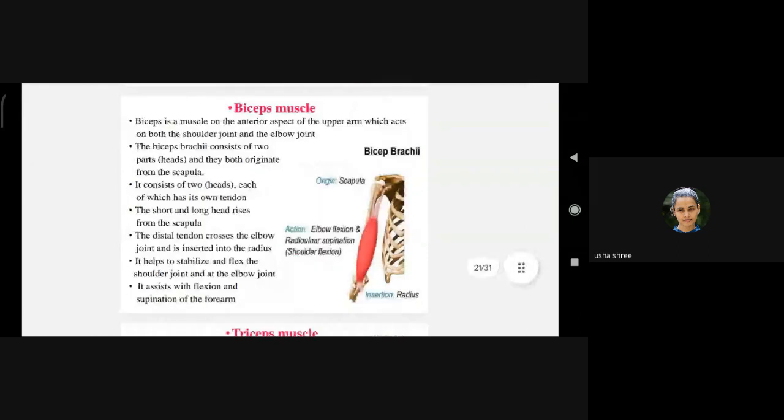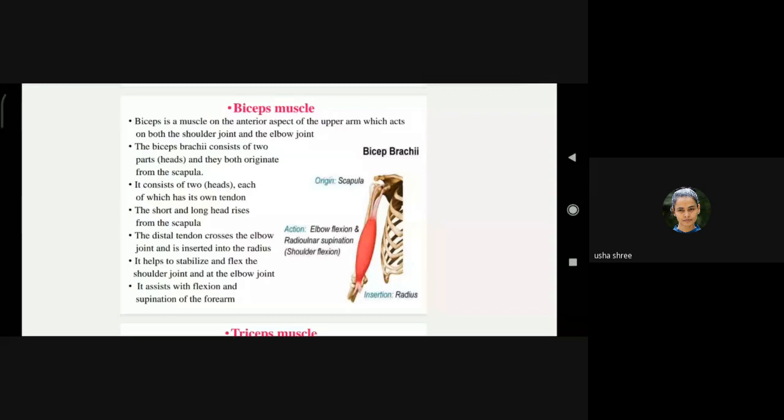Now, the next muscle is the bicep. The bicep is a muscle on the anterior aspect of the upper arm which acts on both the shoulder joint and the elbow joint. At the anterior part of the upper arm, we can feel our bicep, which originates from the scapula and inserts to the radius. It consists of two heads, which is why it is known as bicep. The muscle has two heads, and each one has its own tendon.